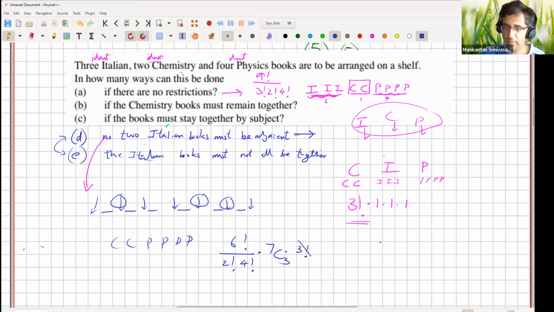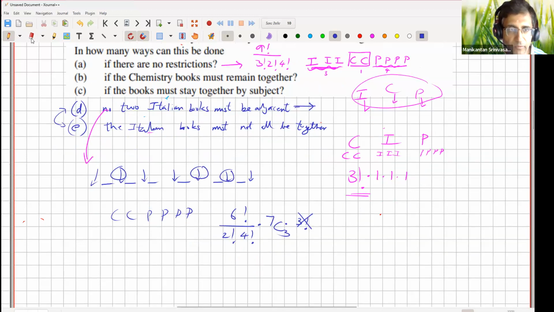There's no 3 factorial multiplying anymore, because once I choose the gaps, I have to put the 3 identical Italian books there, right? There's no multiplying by 3 factorial anymore because all the books are identical. Are you able to see the parallel with the earlier problem now? Okay. And then the part E, where the Italian books must not all be together, right?